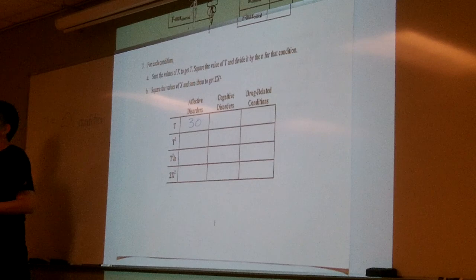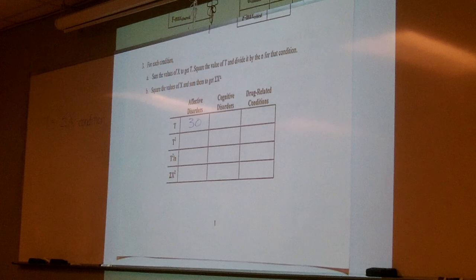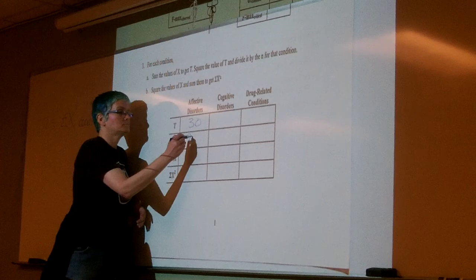Now, big T squared. Nothing magic here. All we're going to do is take the T value we just calculated and square it. So take 30 times 30. What do you get? 900. Right, next one.